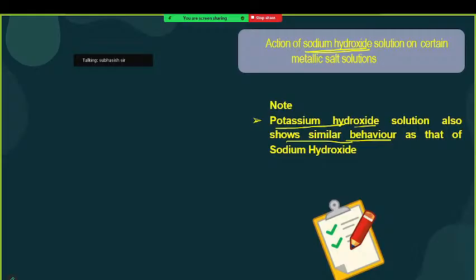But the reaction, the color of the precipitate, and the rate of the reaction are similar. In the case of potassium hydroxide, we get exactly the same observation as with sodium hydroxide.